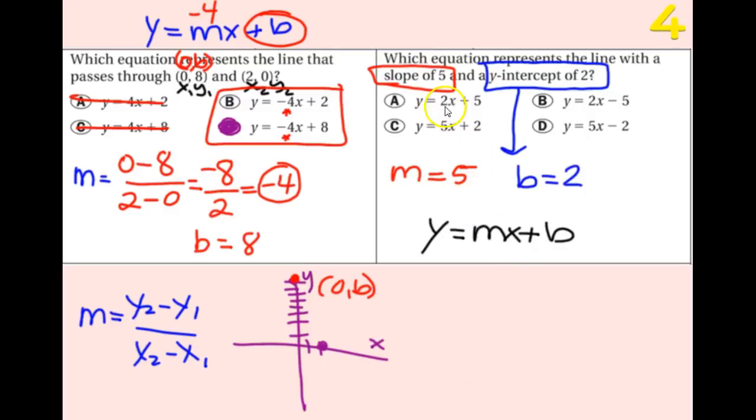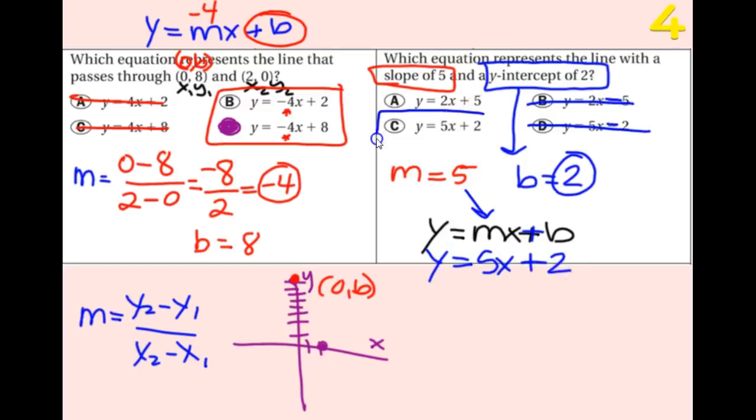This first one says y equals 2x plus 5. They all really have the right numbers. These ones have negatives, so I know it can't be those ones because it has to be plus 2. It's a positive number, so it can't be those ones. Our m here is 5, so it should say 5x, and then plus b, which is 2, which matches C. So you need to show some work for that problem.